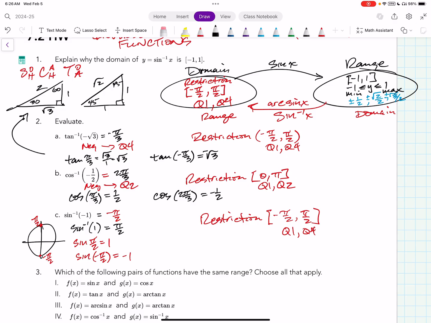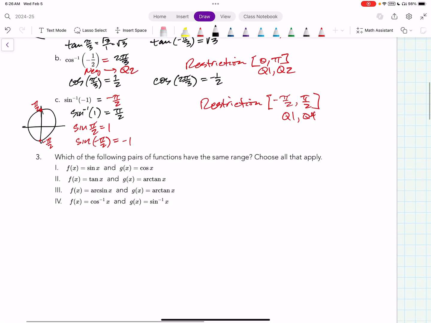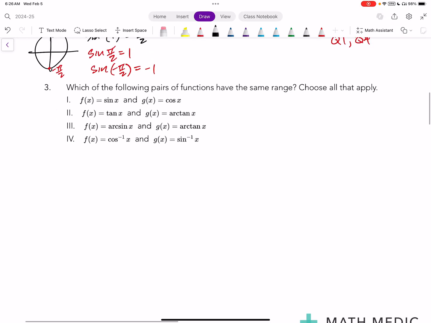Okay, there we go. Now number 3, what's going on here? So let's take a look. Which of the following pairs of functions have the same range? Okay, which of these have the same range? So let's analyze this. Choose all that apply. So maybe more than one answer, right?